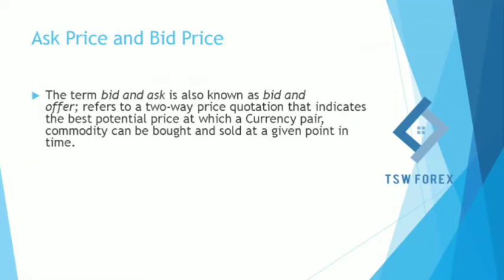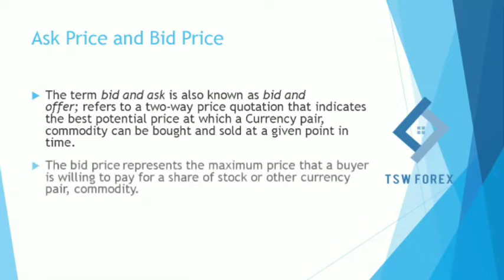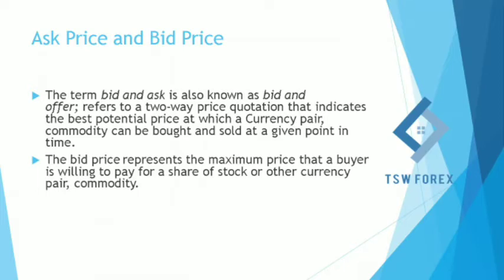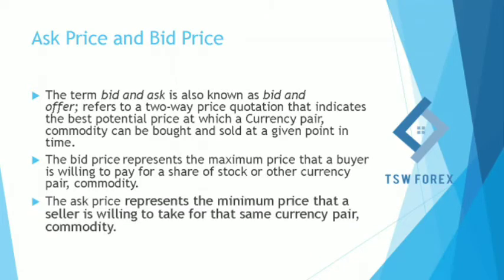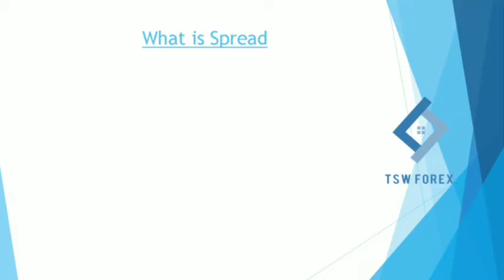Ask price and bid price. The term bid and ask price is also known as bid and offer. It refers to a two-way price quotation that indicates the best potential price at which a currency pair or commodity can be bought and sold at a given point in time. The bid price represents the maximum price that a buyer is willing to pay for a share of stock or other currency pairs or commodity. The ask price represents the minimum price that a seller is willing to take for that same currency pair or commodity.